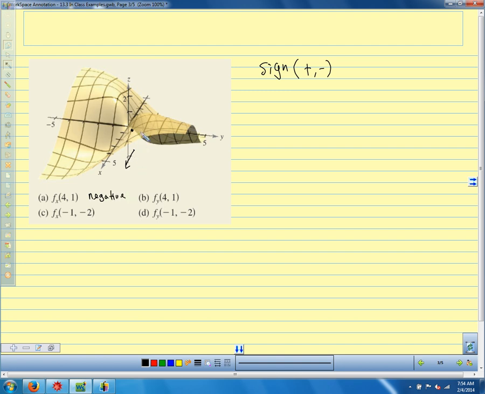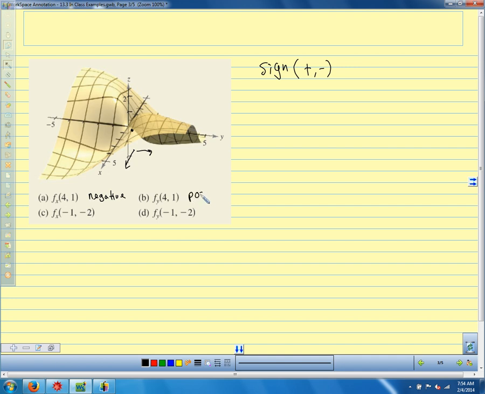So our partial derivative with respect to x would be negative because our function, our surface, is going downhill. Our function is decreasing as x increases. Part B, f sub y at this same point. As y increases, so we're going this direction, are we going uphill or downhill? Uphill. So that would be positive.